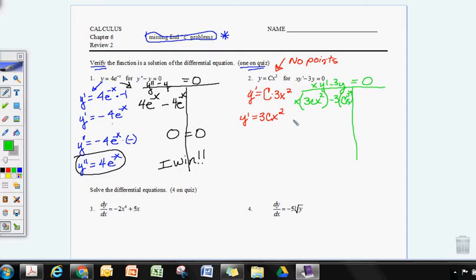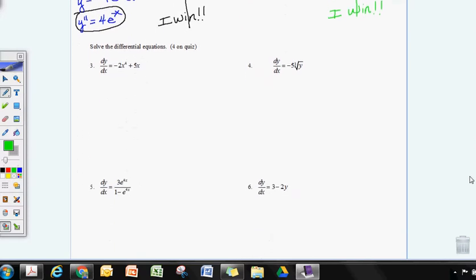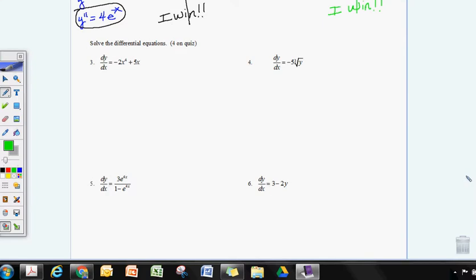Okay, so multiply this out. This becomes 3cx cubed. Subtract 3cx cubed. And guess what? 0 equals 0. I win! And if you read at the top, there is one of these on your quiz. So, let's continue on. The next section has some solve the differential equations. Notice that there are 4 of these on your quiz. So I could give you any amount that I want.